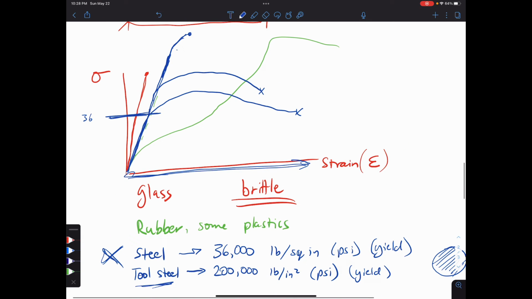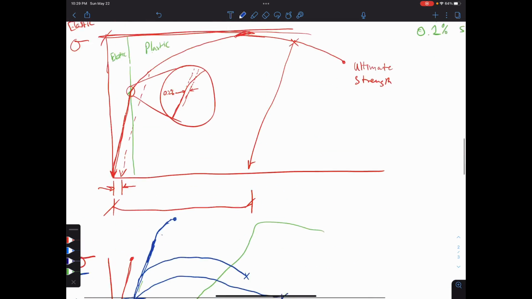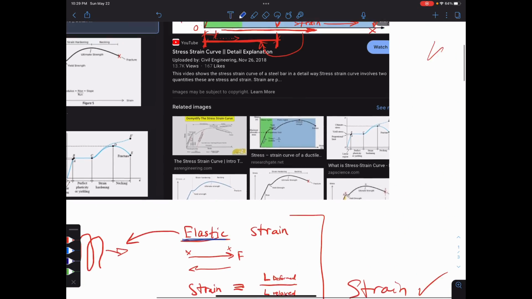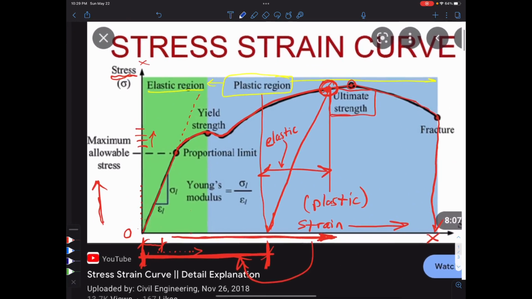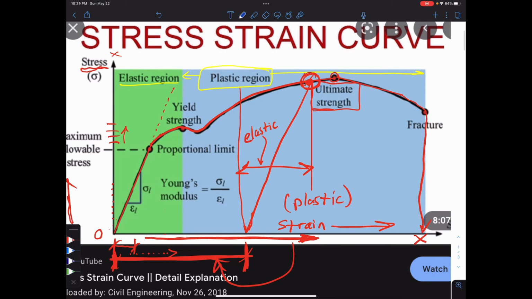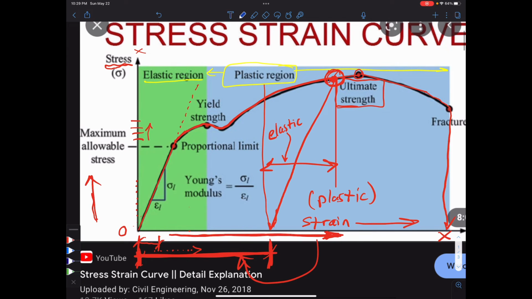And again, what I want you guys to learn and understand here is the relationship between strain and stress, right? And how that varies between materials, and how there is a region of steels especially, and metals in general, that is elastic. It's like a rubber band.